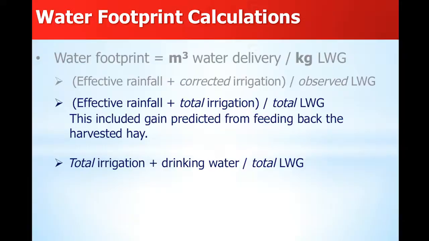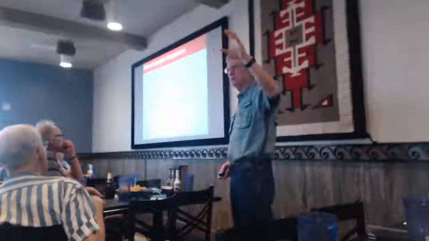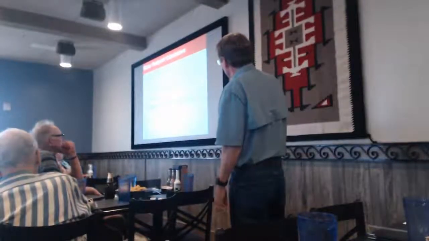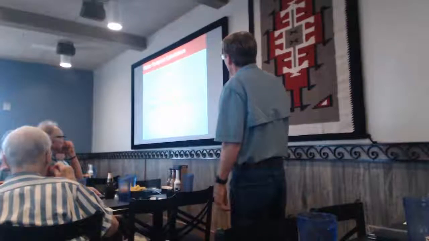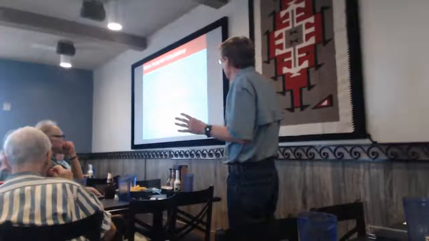We have another one here that's the total irrigation plus drinking water. These include drinking water too. So we know, we get meters on all the waters. And this is divided by my yield here, which is the live weight gain. Kilograms of gain during the grazing season.